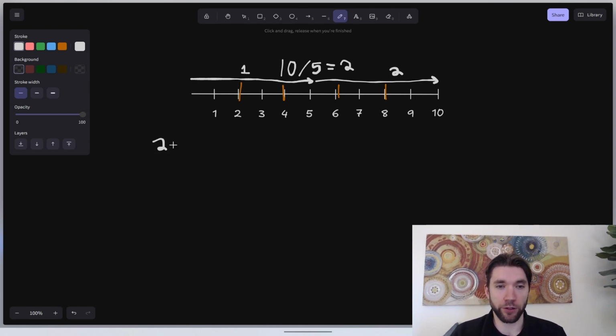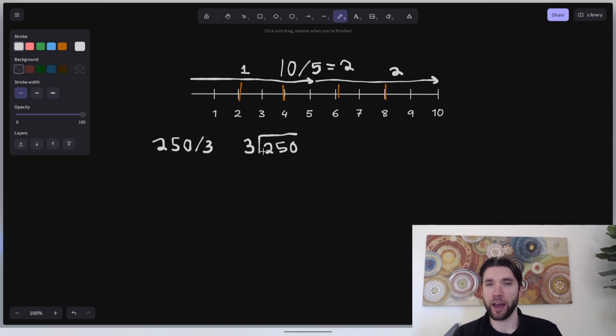So when we learned to do something like 250 divided by 3, we were taught long division, where you set it up like this, and you start by looking at the first digit and asking yourself, how many times does 3 go into 2? This language of go into sort of maps onto this way of thinking about division, where we are counting by the second number.